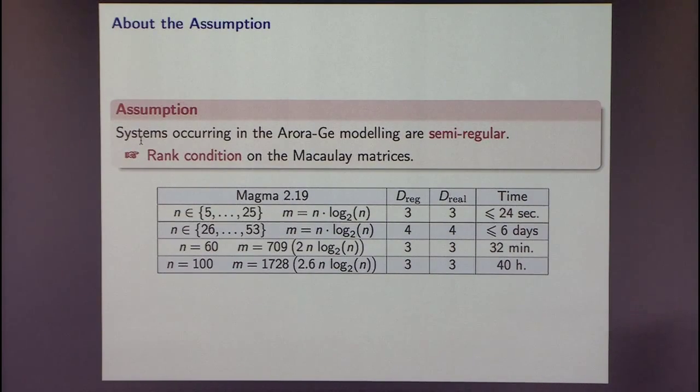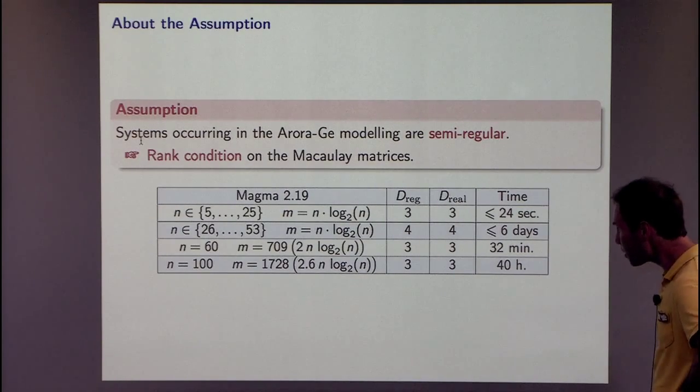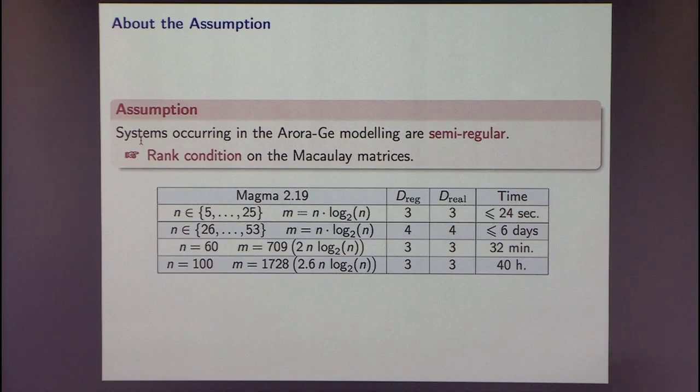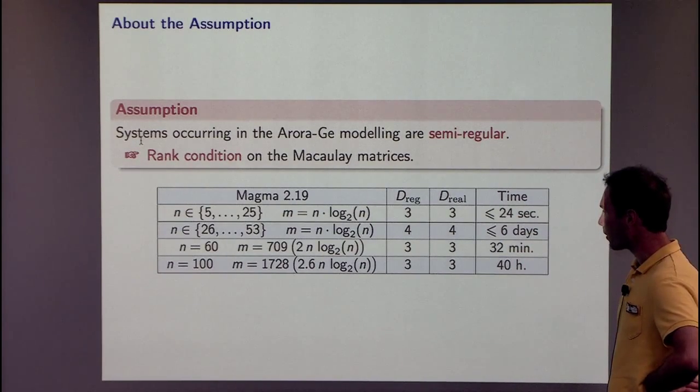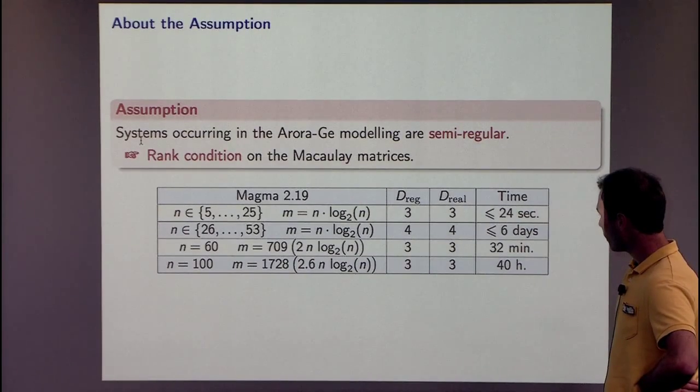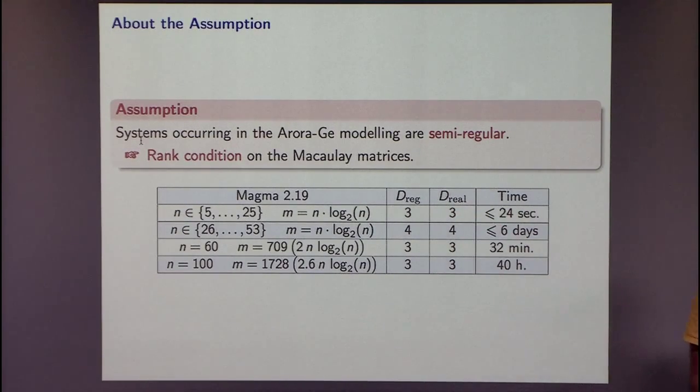Okay? And so, of course, you are all saying, well, what about this assumption? So this is the question. We need to know if it is reasonable to assume that the systems I'm generating are semi-regular. So one way to do this is to do experiments for n as big as you can, and so we perform experiments for different types of parameters, and it seems to work.